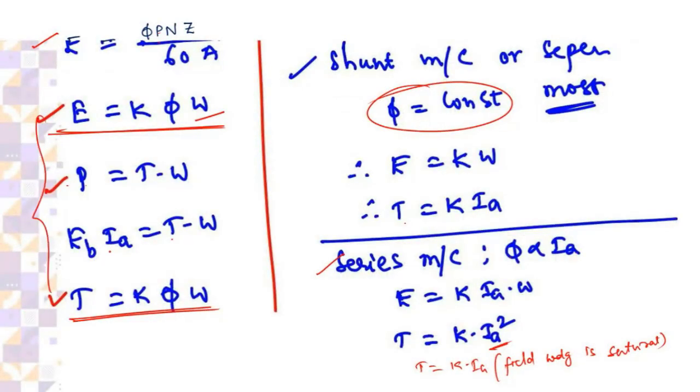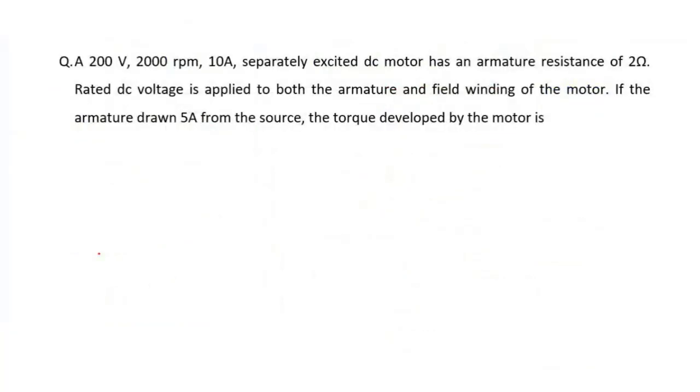E is equal to K phi omega, T is equal to K phi IA, power is equal to torque into omega. You see here: a 200 volts, 2000 RPM, 10 amperes separately excited DC motor has an armature resistance of 2 ohms. Rated DC voltage is applied to both the armature and field windings of the motor. If the armature draws 5 amperes from the source, the torque developed by the motor is. He has given it as a separately excited motor, so draw the equivalent circuit.